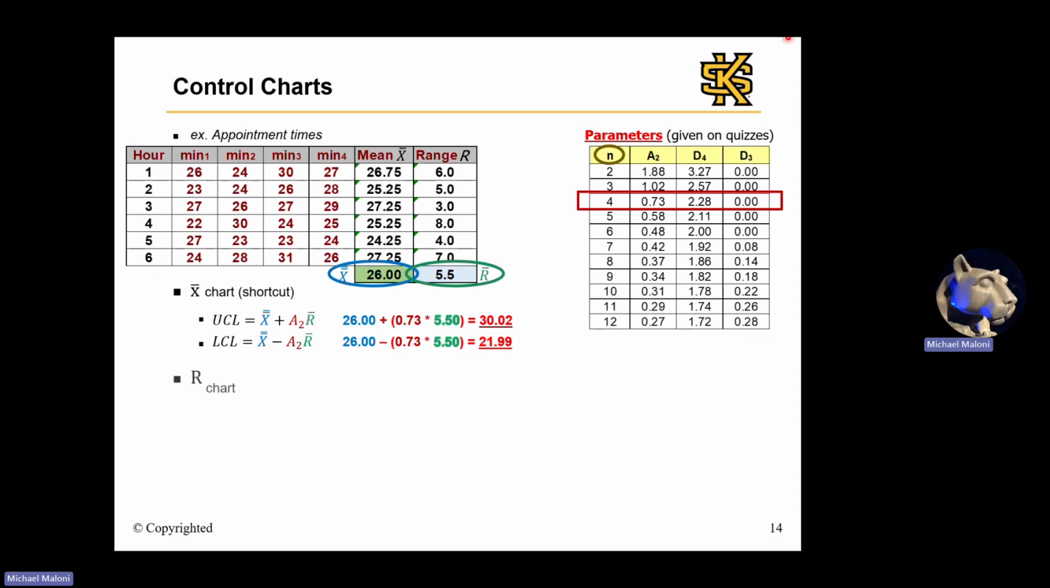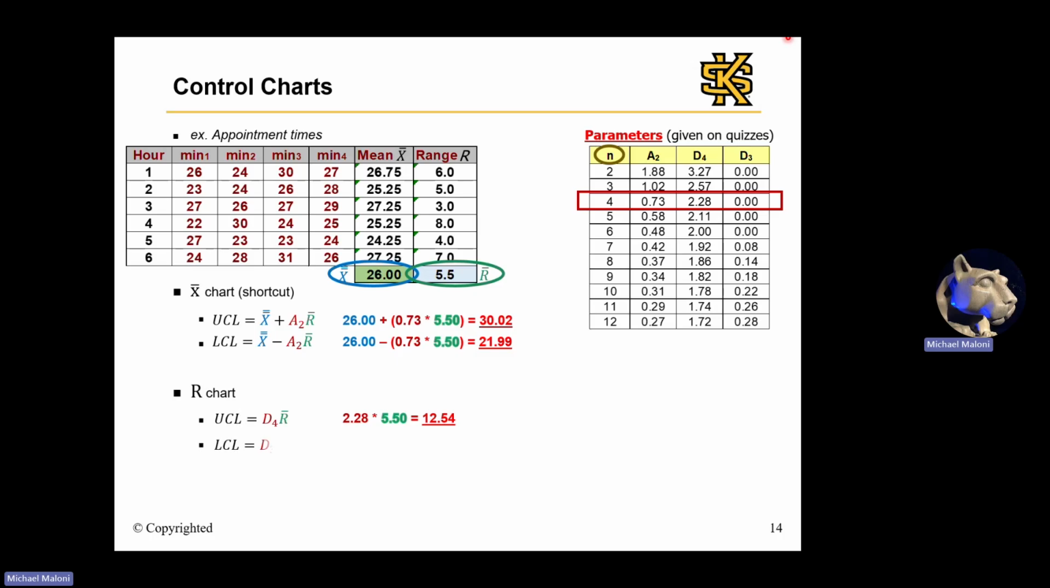For the R chart, the calculations are a bit easier. The upper control limit is D4 R bar. D4 again comes from that same table, same sample size. So in this case, D4 is 2.28. So our upper control limit is 2.28 times R bar, 5.5. So that's 12.54 for the upper control limit.